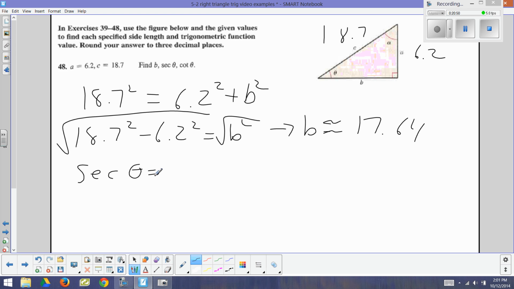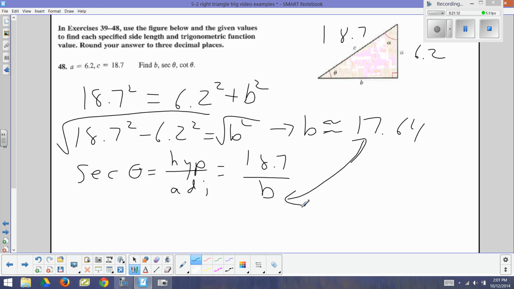So secant, remember secant and cosine are reciprocals of each other. So secant would be hypotenuse over my adjacent side. So my hypotenuse is 18.7, and my adjacent side is the number that I just came up with, 17.64. So 18.7 divided by 17.64, and you'll get approximately 1.06. You get 1.0599537776. So there's secant.